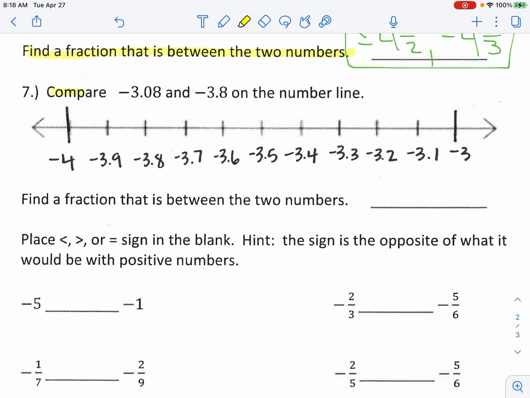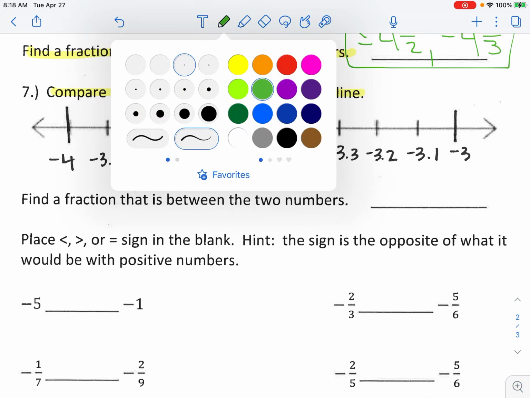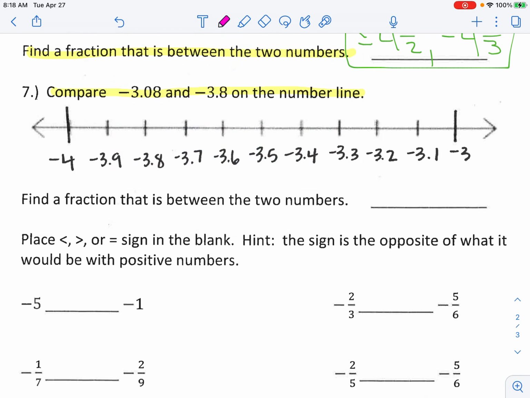Compare negative 3 8/100 and negative 3 8/10 on the number line. So first we have to find those two numbers. Well, I clearly see negative 3 8/10 right here. But then it says negative 3 8/100. So what I'm going to do is add a 0.00 down here to the right.